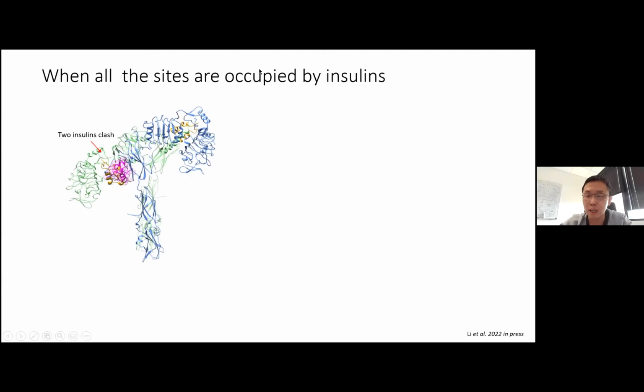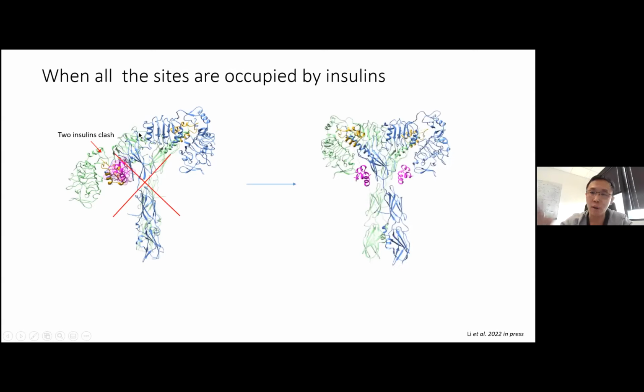When all the insulin sites are occupied, because of the stretched FCT motif, the two insulin will clash in this asymmetric conformation. That is, when all the insulin sites are occupied by insulin, the receptor cannot form this asymmetric conformation. It has to form this symmetric conformation.